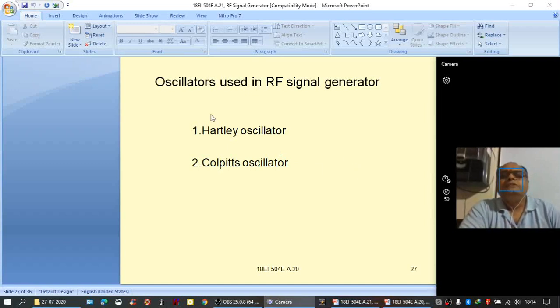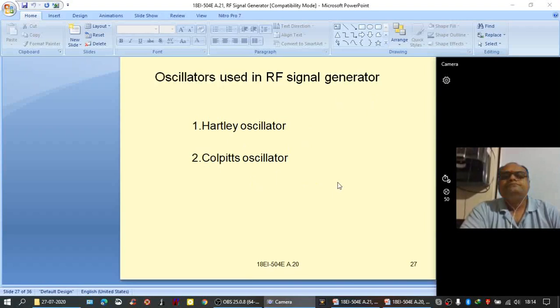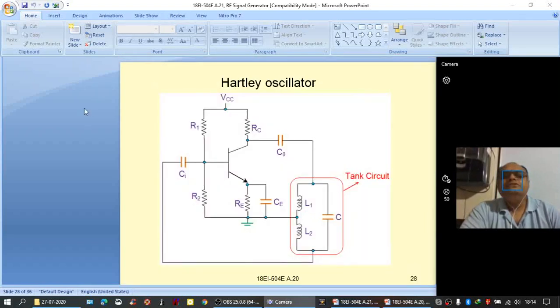Then, oscillators used in a radio frequency signal generator. One is the Hartley oscillator and the second one is the Colpitts oscillator. Let us look into the circuit of a Hartley oscillator. As you can see here, a transistorized Hartley oscillator is available here.